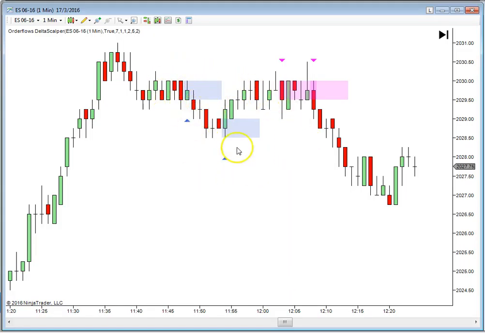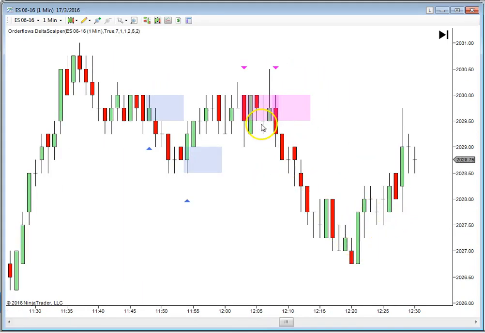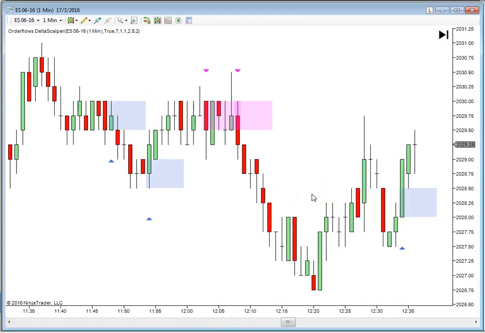But that said, let's take a look again. It's around lunchtime now. You've got a couple of buys. This one didn't work out. This one kind of worked out a couple of ticks, but it wasn't going much. You've got a couple of sells here, right as the market started to come off a bit, about 3 points.